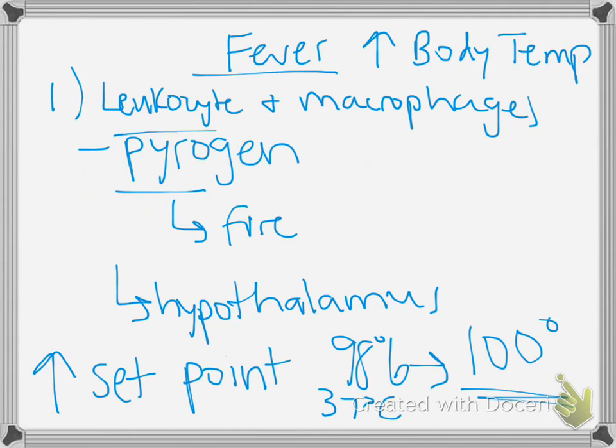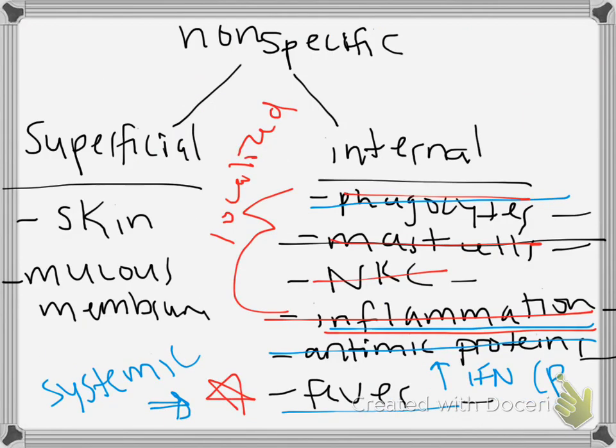The pyrogens released by leukocytes and macrophages, they're going to go to the hypothalamus to change our set point to increase our body temperature, and I just gave an example of 100. Okay, so those are all our mechanisms. So a quick little recap. The skin, remember, it's a big barrier, so it's a bunch of barriers that a pathogen would have to get through to get into our body.